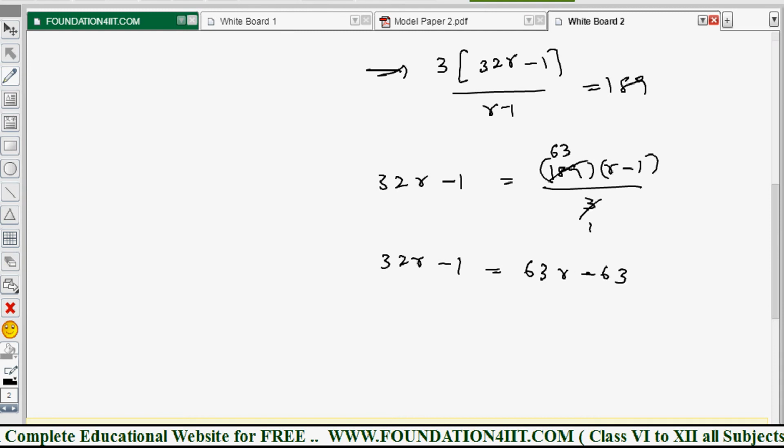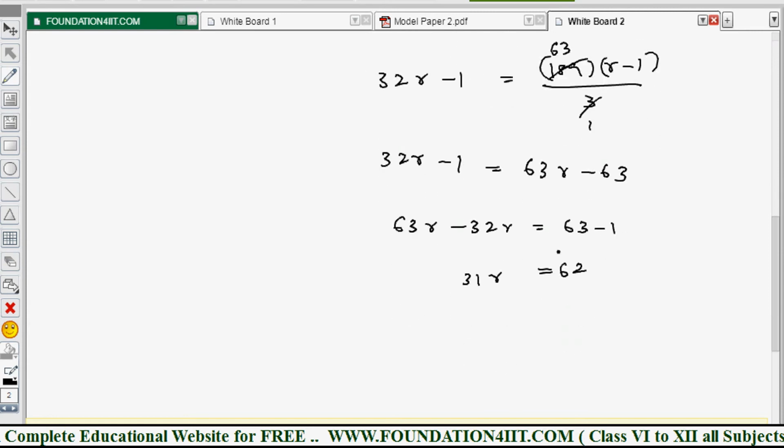Take the R terms to one side. So 63R minus 32R is equal to 63 minus 1. So that is 62, and 63 minus 32 is 31. So 31R is 62. Then R is equal to 2. So the common ratio is 2.